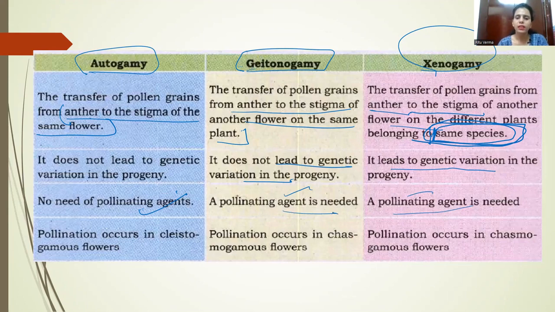The last difference is that we have studied two types of flowers, cleistogamous flowers and chasmogamous flowers. Autogamy type of pollination occurs in cleistogamous flowers. And geitonogamy and xenogamy types of pollination occur in chasmogamous flowers. So we are done with the types of pollination, that is self-pollination and cross-pollination. And we have also learned the difference between autogamy, geitonogamy and xenogamy.